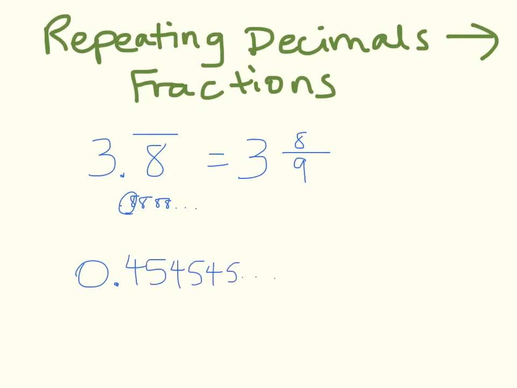For example, if I have 0.454545 repeating, I would say, okay, what's repeating? 45. That goes in my numerator, and there are 2 numbers repeating. 2 nines go in my denominator. I also need to make sure I simplify. So 9 goes into 45 5 times, and it goes into 99 11 times. Be sure that you simplify all of your final answers for fractions.